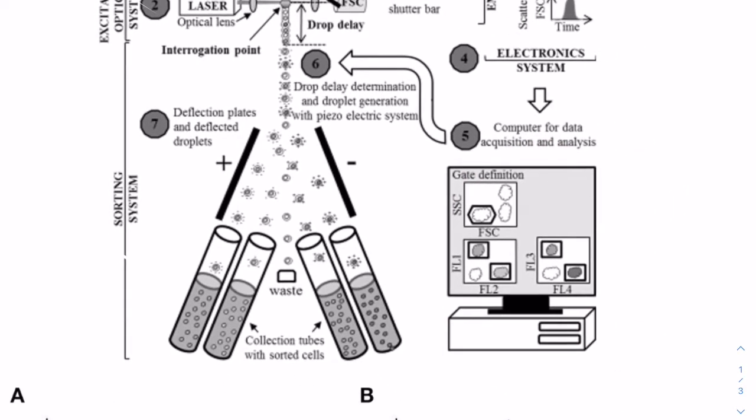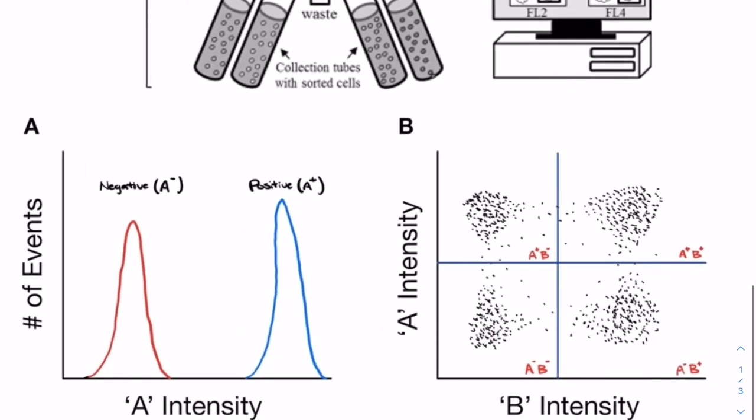After this analysis, the cells can sometimes, with certain machines, be sorted using this piezoelectric system, which charges cells and deflects them into a corresponding collection tube for further assessment of specific subpopulations of cells that are identified in this computational analysis. So let's look at what data is commonly shown with flow cytometry.